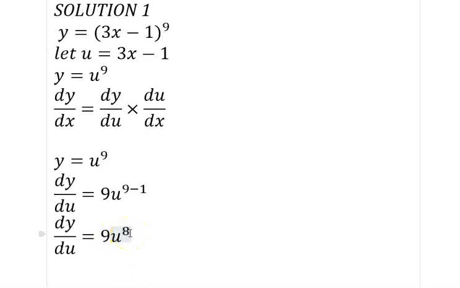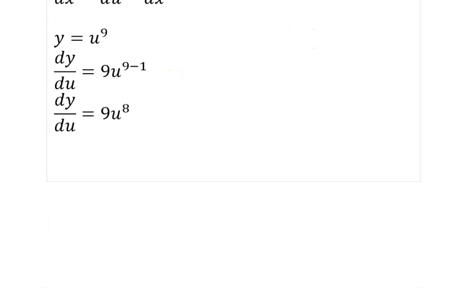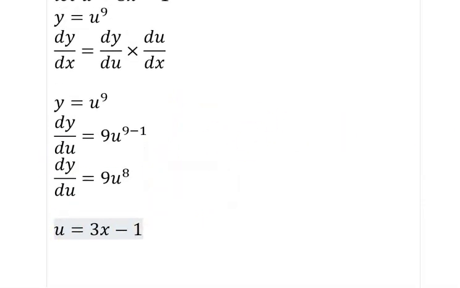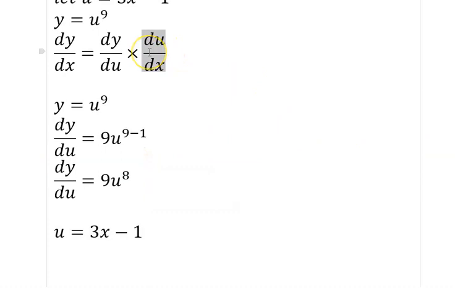Now the next thing is to get our du/dx. We can only get du/dx from here because this is u and x. Let's get our du/dx from here. Now this is our u. We can get our du/dx from here. So let's quickly differentiate that. Normal differentiation.